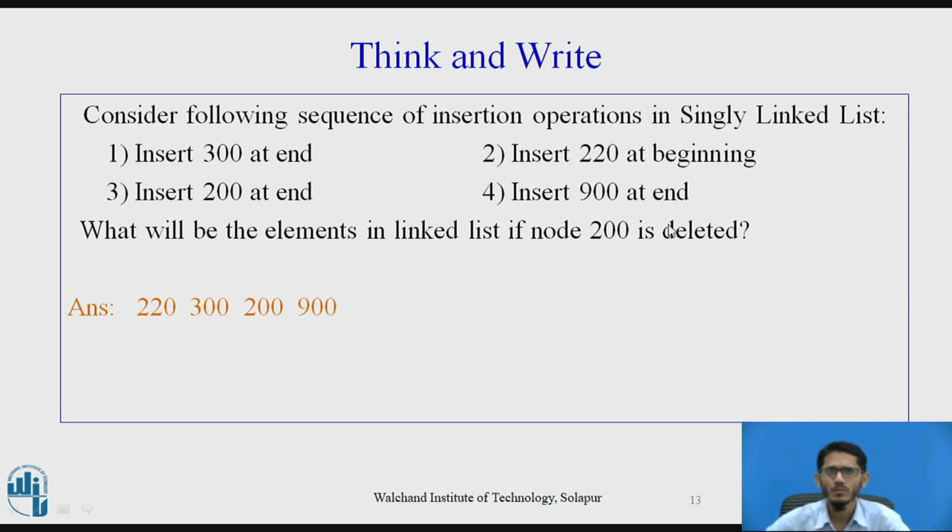Then we have an important operation of deleting node 200 from the linked list. So in that case we know 200 will be deleted, and then the node 300 and 900 will become adjacent, that is the node 900 will come exactly after 300. So then we have the elements in this order, that is 220, 300 and 900. So that is what will be the status of the linked list or the elements in the linked list after the deletion operation is done. So now we are going to see the program for this.